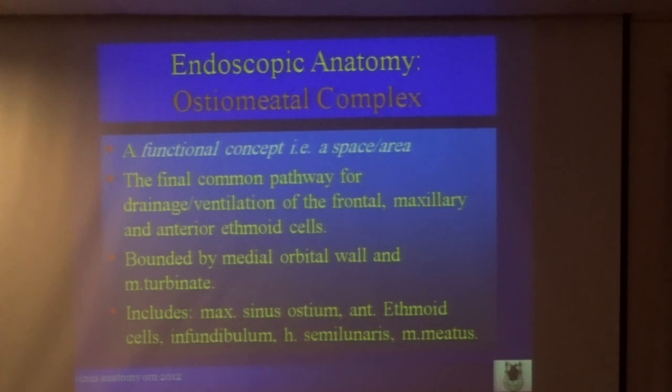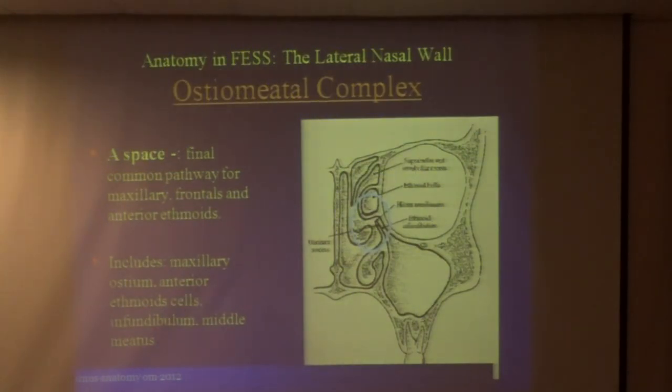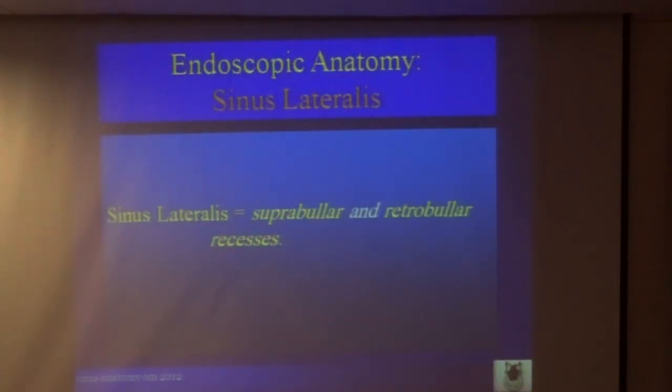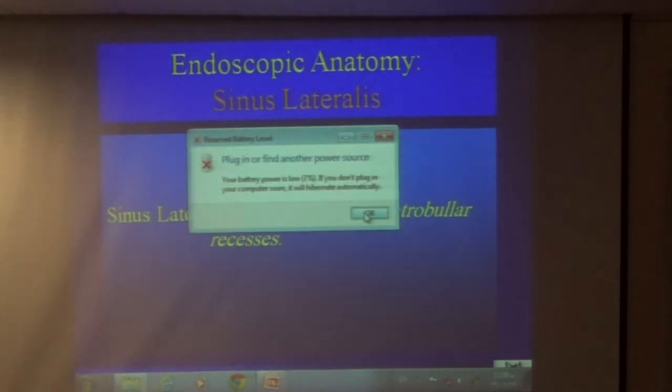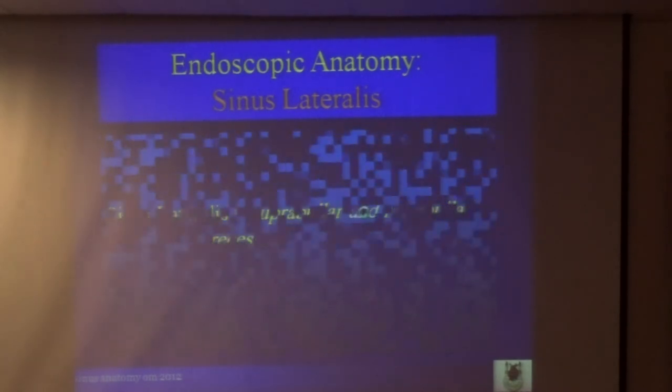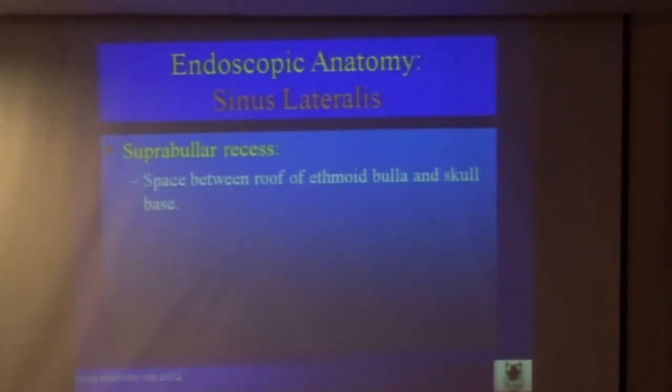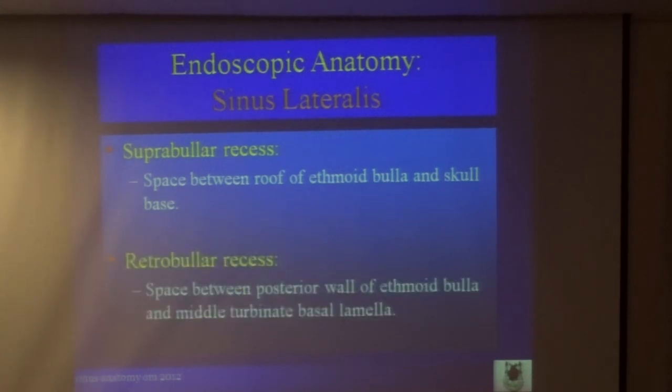The ostiomeatal complex has been talked about before by Professor Rida. I'm not going to go too deep into it, but the sinus lateralis is important. It's about the suprabullar recess and the retrobullar recess. Again, the suprabullar recess is between the roof of the ethmoid and the skull base. Retrobullar is the one behind.